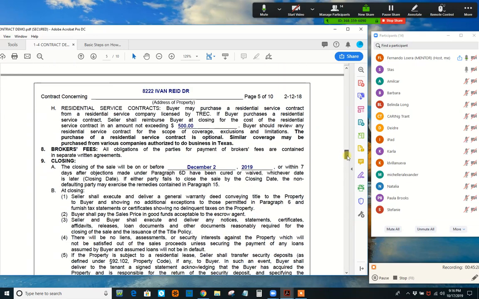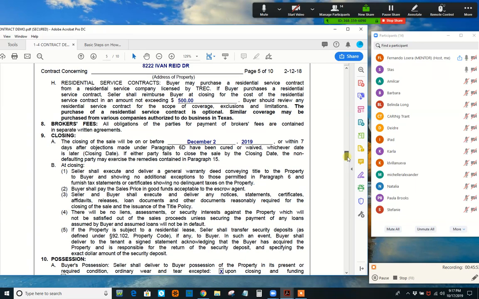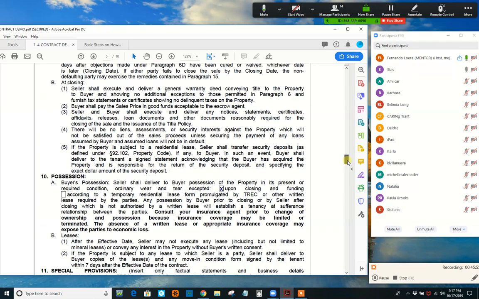Residential service contract 500. Again, if it's a loan, 45 days, and I'm talking about calendar days. We also count hurricane days. If you're in the hospital days, if you broke your foot days, it doesn't matter. 45 calendar days. In real estate, we don't count business days. Closing December 2nd there.